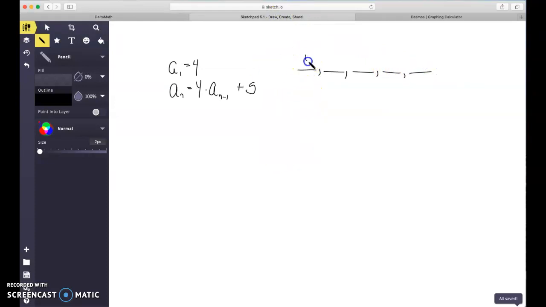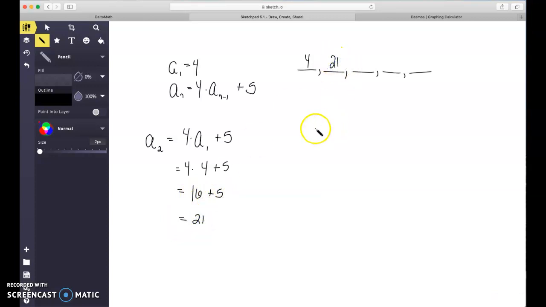Okay, so we know our first term. They have to give that to us to be able to generate next terms, right? So the first term is 4, and now we're going to use that. Delta Math shows, okay, you're trying to find the second term, so you're going to plug a 2 in there. So we're going to do 4 times, and then if you do 2 minus 1, that tells you you're using the previous term. Well, hey, our first term is a 4, right? So I'm just going to use that 4, so I'm going to do 4 times 4, which is 16, and 16 plus 5 gives me 21.